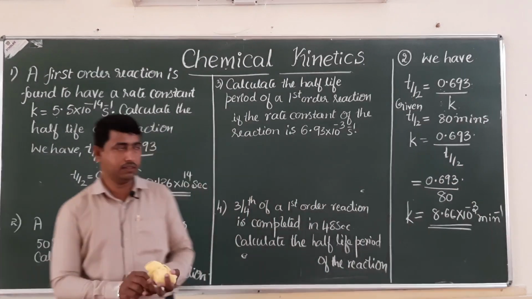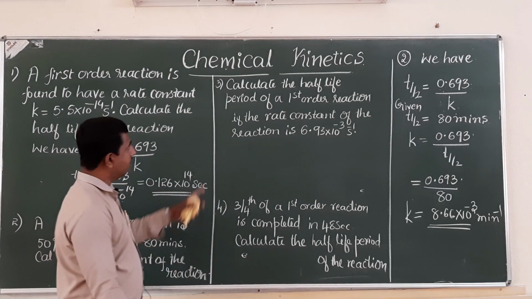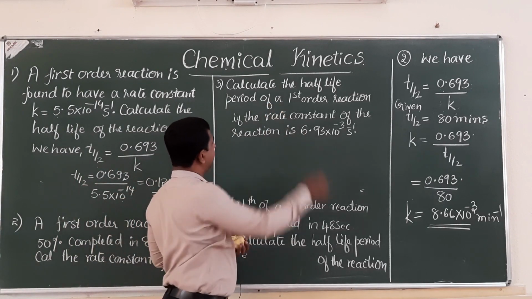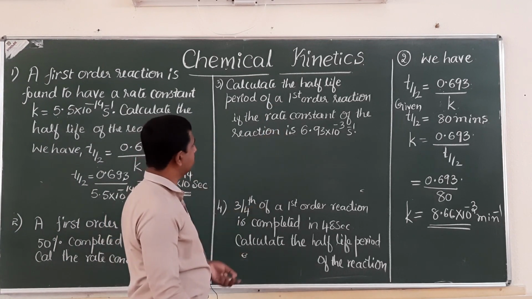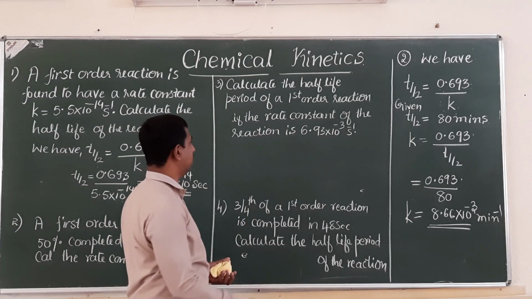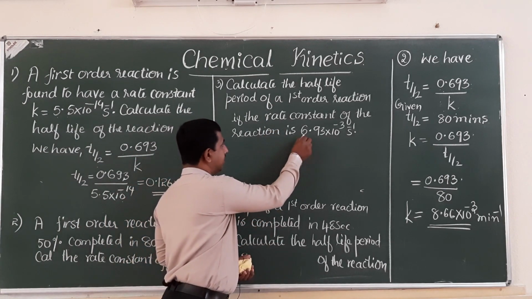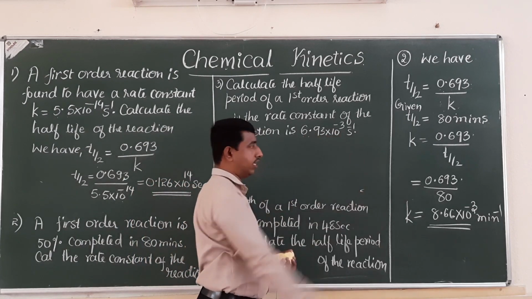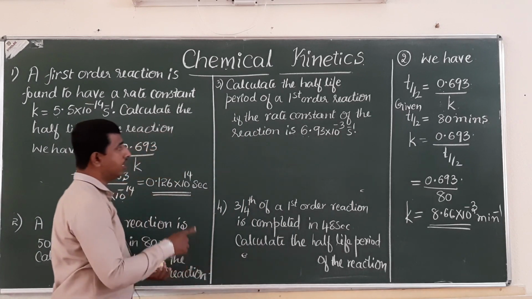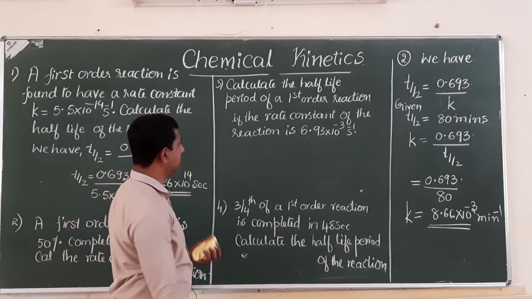Let us take the third problem. Calculate the half-life period of a first order reaction if the rate constant of the reaction is 6.93 into 10 to the power minus 3 per second.